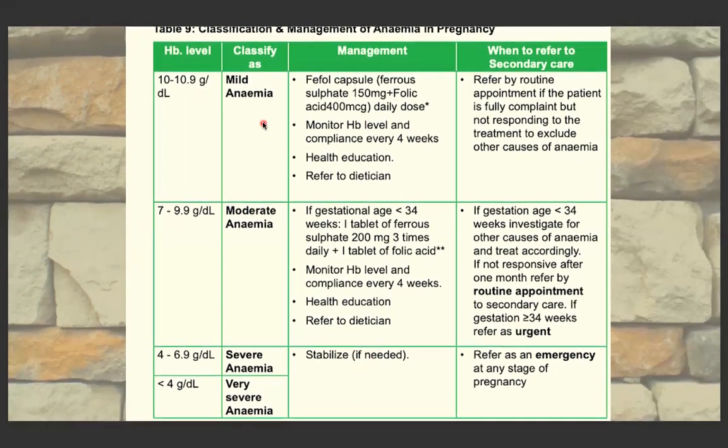So again, if mild, give FeFOL and measure after 4 weeks. If no response, do further investigation to rule out why there is no response. And of course, you should refer to a dietitian. If moderate, up to 7, you can give ferrous sulfate TID and measure after 4 weeks. But if 34 weeks gestational age and above, you can give IV iron. But if severe, less than 7, it's preferred to send to hospital for blood transfusion.